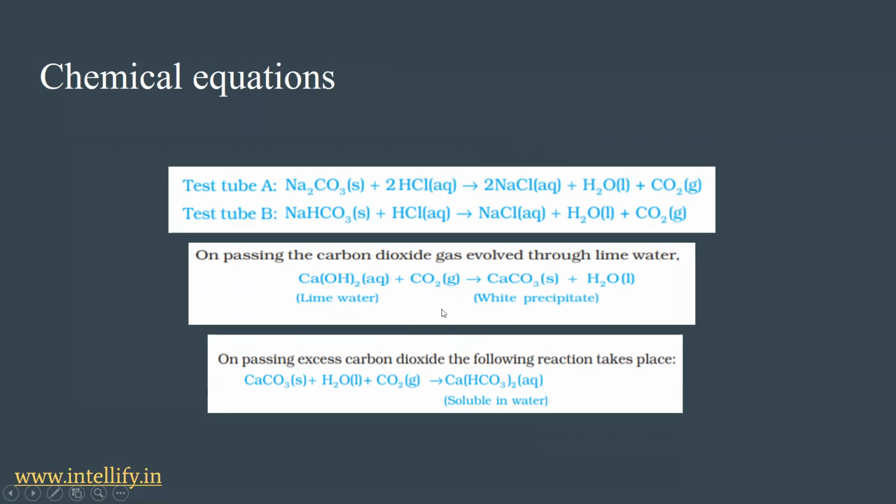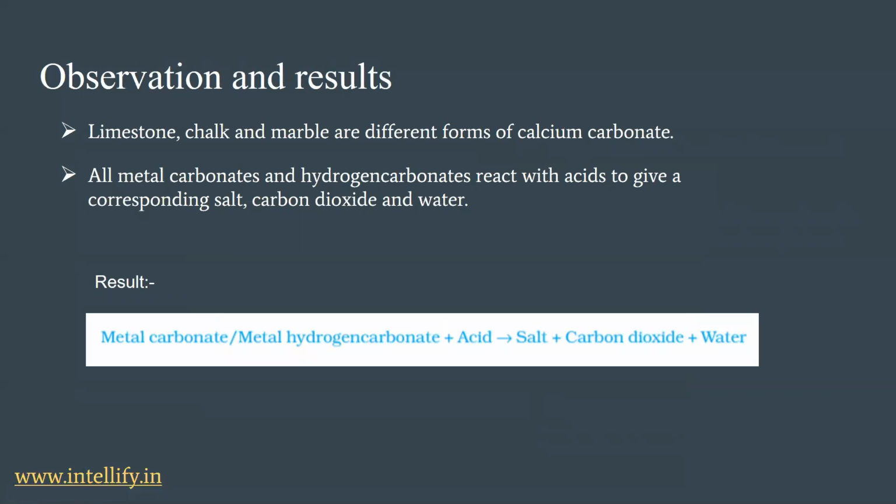If there is continuous emission of carbon dioxide, and you add this excess carbon dioxide to the lime water, then in the initial addition you get this product, right? At excess CO2, you get Ca(HCO3)2, which is soluble in water. So let us see what the observation and the results are.